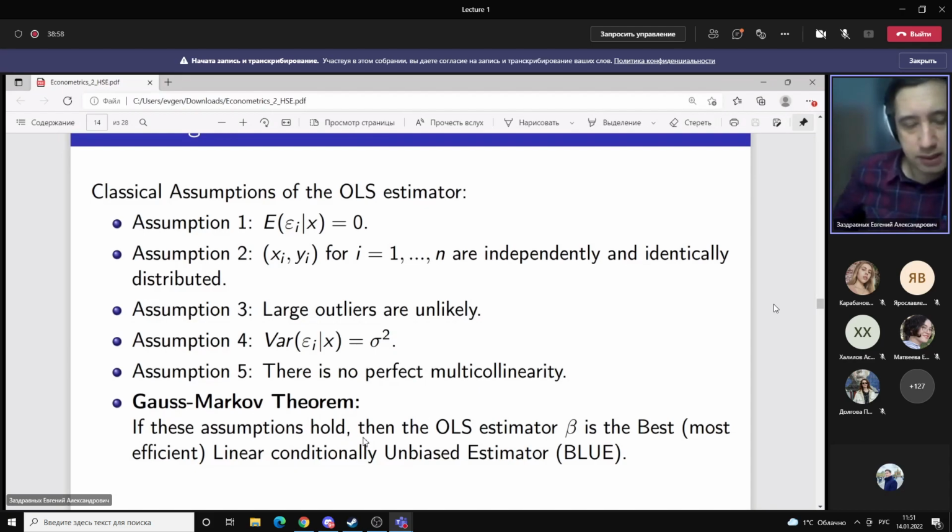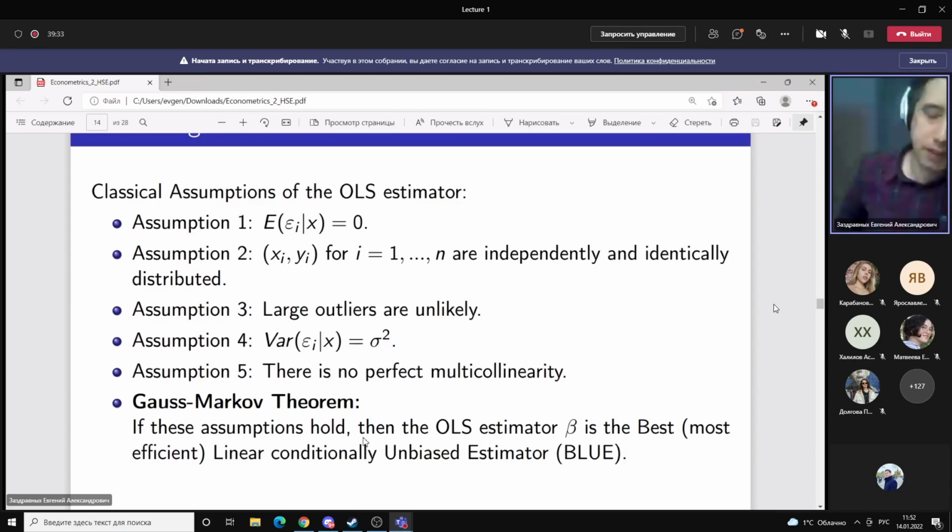But what is maybe necessary for us, and probably the most important assumption, is assumption 1, meaning that the expectation of the error term conditional on x is 0, or roughly speaking, our error term is independent of x. If this assumption holds, our betas will be consistent. What does consistency mean? It means that it makes sense to invest in data collection. If you collect more data, your betas will be more accurate, as well as your standard errors.